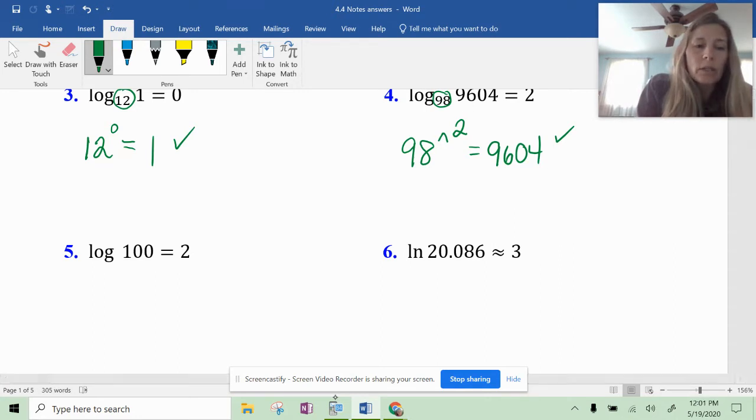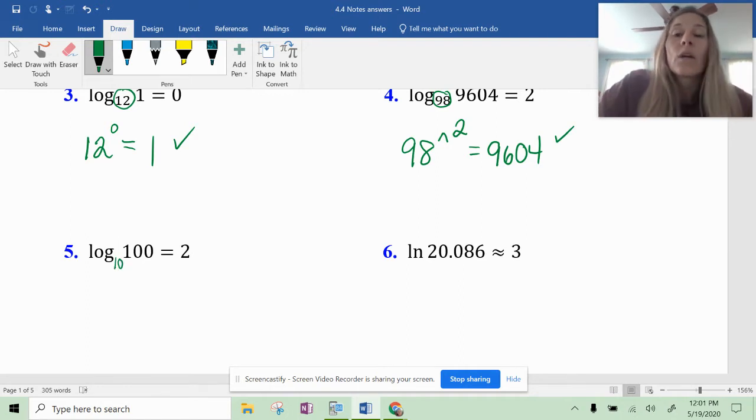So whenever you have a log with no base, that's implied to be a 10. It's kind of like when you have an x without a number in front of it, you know there's really a 1 there. Or you have a variable without an exponent, the exponent is really a 1. Or if you have a square root sign, there's no little 2 in there. When you have the radical symbol without a number, it's a 2. So in logs, when you don't see a base number, you know it's really a 10.